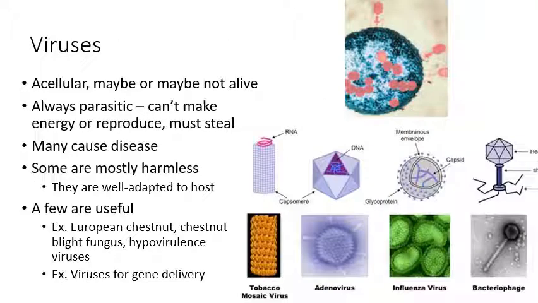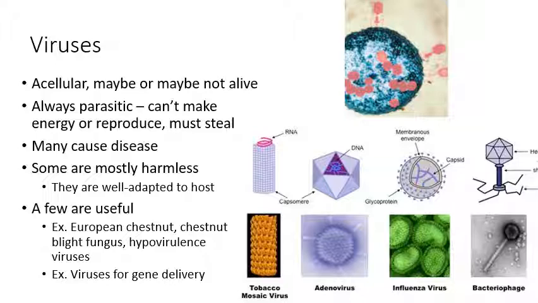Finally, viruses. Viruses are weird because they don't have cells. They are acellular. So not unicellular, not multicellular, acellular. And they may or may not even be alive. They don't have metabolism, they can't reproduce. Those would be the main arguments for why they're not alive. But they do evolve, and that's the main argument for why they are alive.